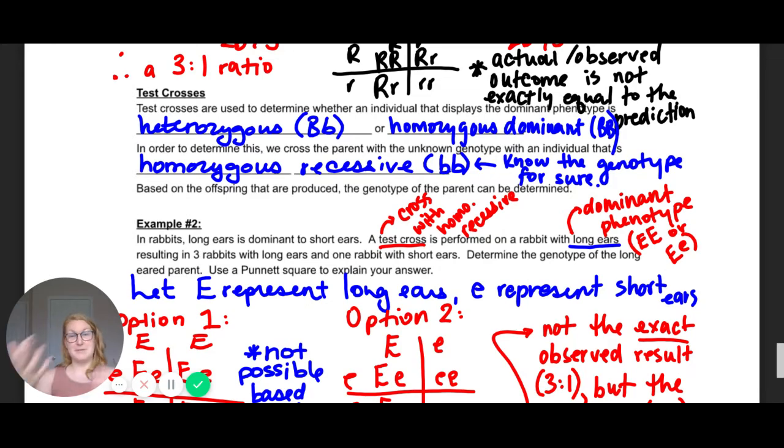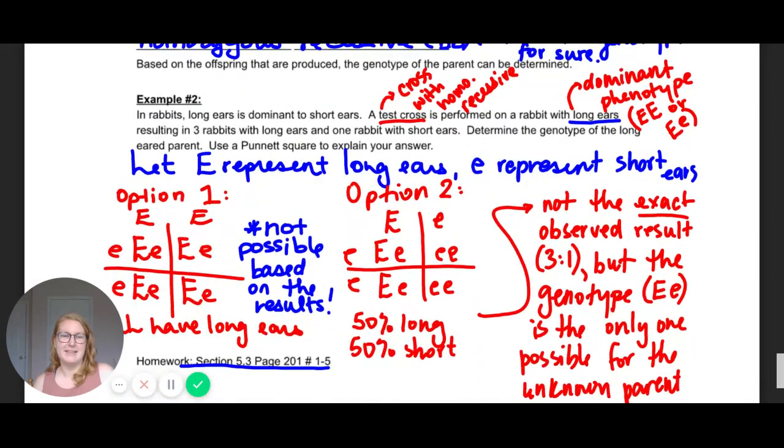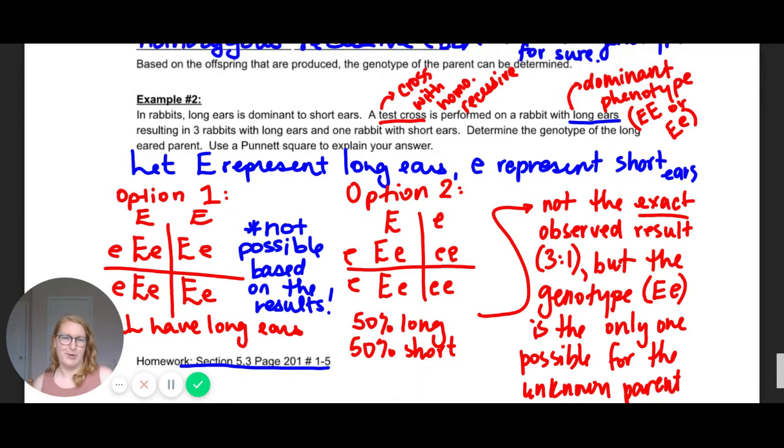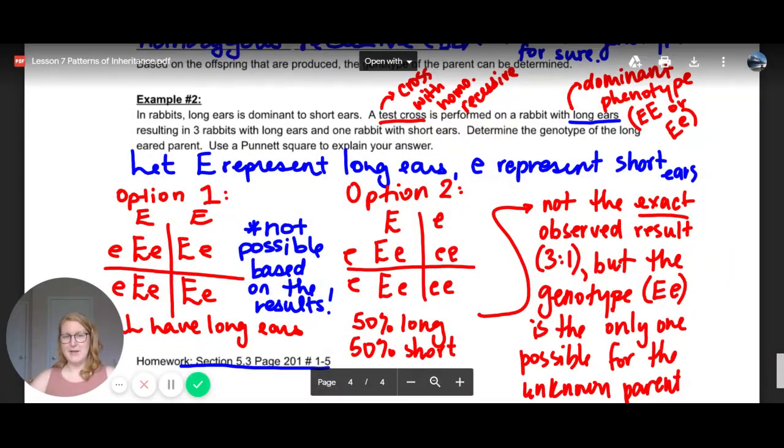So based on the offspring of that test cross, we will then make a prediction, okay, which of these made sense for the other parent to be? So I'll walk you through an example of that. I think these ones are kind of fun. So here we have rabbits, long ears dominant to short ears. So that's fine. We can make our let statements. Capital E represents long ears, small e represents short ears. So it says a test cross is performed on a rabbit with long ears. Okay. Immediately when I see test cross, that tells me I have to be crossing it with a parent who is homozygous recessive, who has that recessive phenotype.